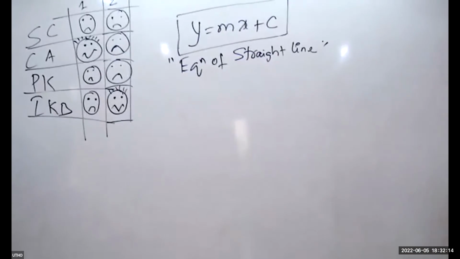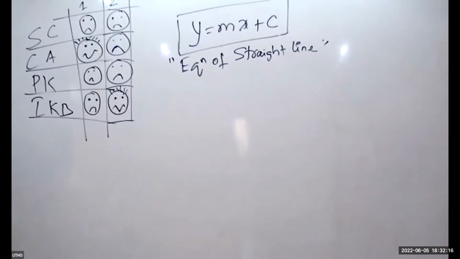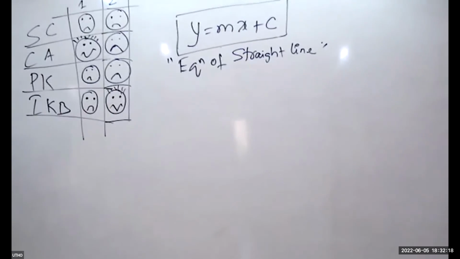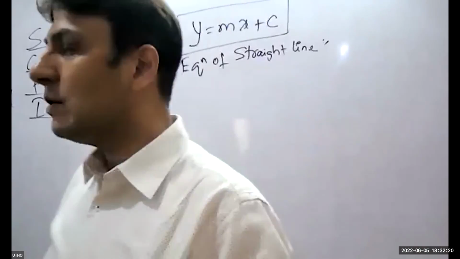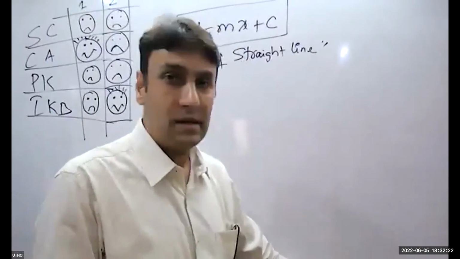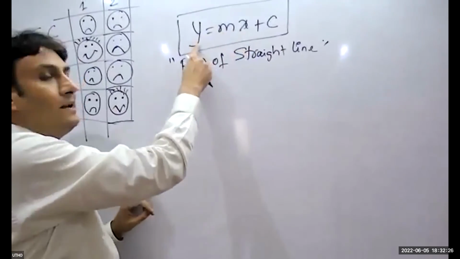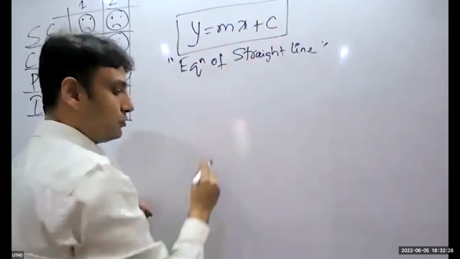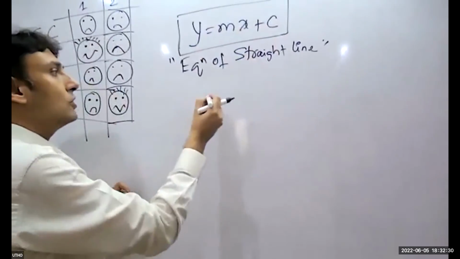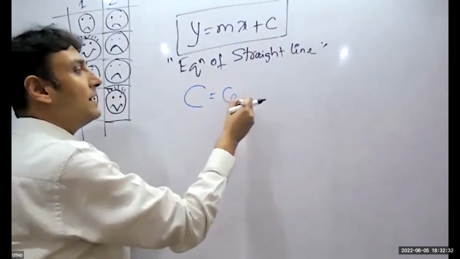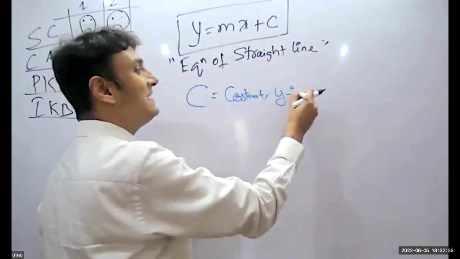Now I'll spend some time. How much time is left? Oh, I only have 3 minutes. So guys, I don't have a lot of time. I may not be able to do problems, but I'll complete this concept in 3 minutes. So x is the independent variable and y is the dependent variable. Coming down to c, what is this c? Let's focus on this. C is called a constant. It is also called the y intercept.